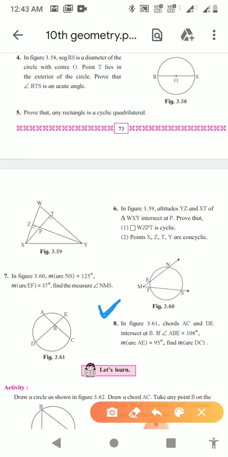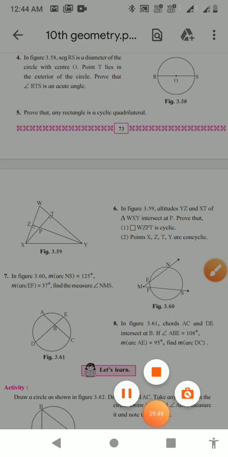It needs some basic information to solve this problem. Here we see the figure is given and it is given that chords AC and DE intersect at point B. These two chords intersect at point B. Angle AB is given as 108 degree, and the measurement of arc AE, this arc, is also given as 95 degree, and we have to find the measurement of arc DC, which means we have to find this arc.